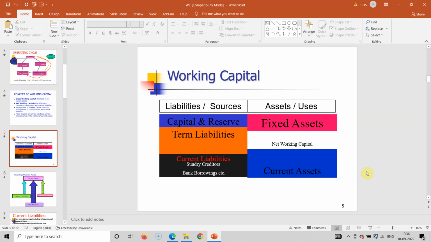Working capital: liabilities are sources, assets are uses. Liabilities are sources, maybe capital infused by the promoter directors, or we take a loan from some financial entity, that becomes a term liability. We may take a term loan. Term liabilities are payable after 1 year. Capital and reserves, term liabilities, and current liabilities within 1 year. Sundry creditors, which have to be paid within 1 year, or bank borrowings, cash credit, working capital. This is all current liabilities. Out of these liabilities, we purchase assets, maybe fixed assets or net working capital and current assets.